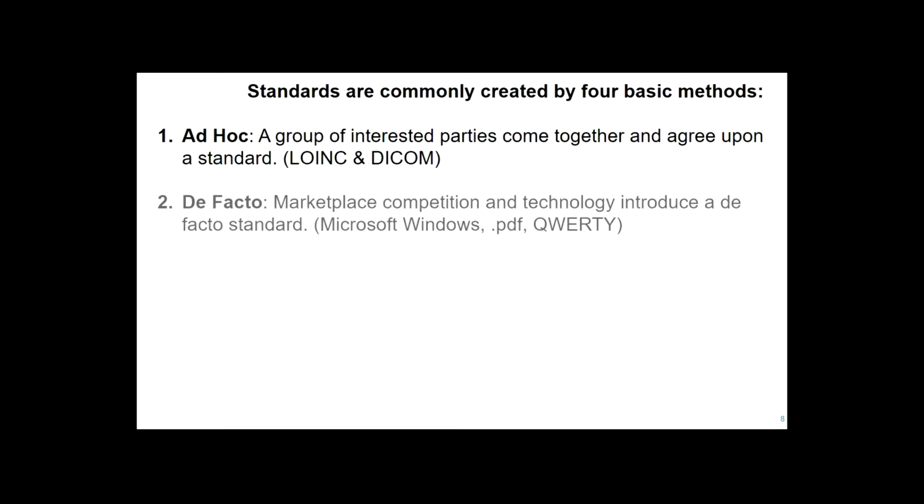De facto: this is where the marketplace, competition, and technology introduce a de facto standard. It's something that just kind of comes about because of its existence. For example, Windows, or the PDF file, or QWERTY. Do you know what QWERTY is? If you look at your keyboard, it's the top row of letters, QWERTY. You can look it up.